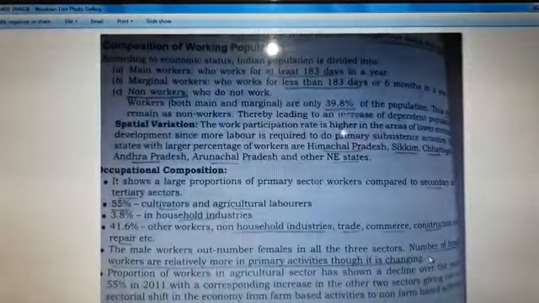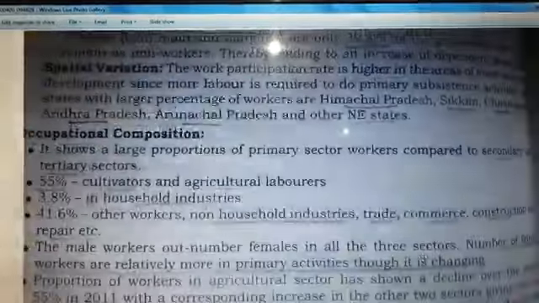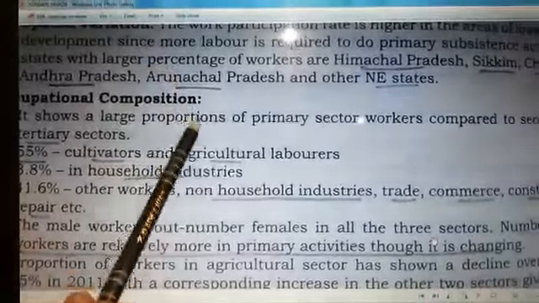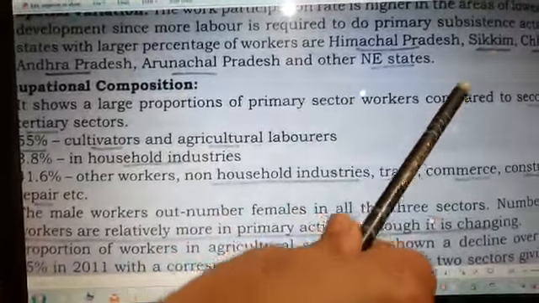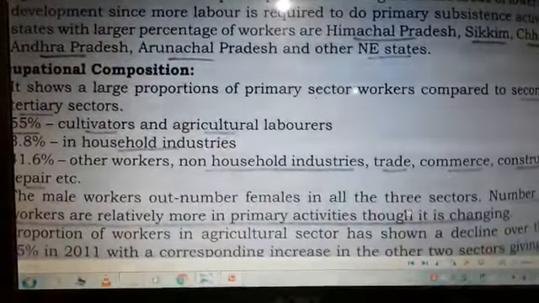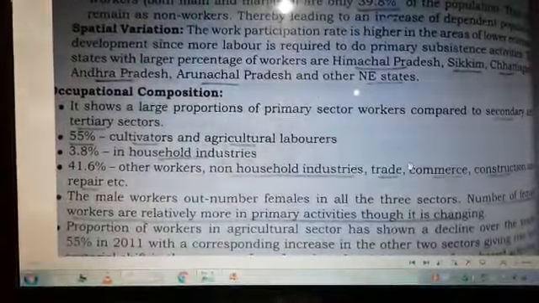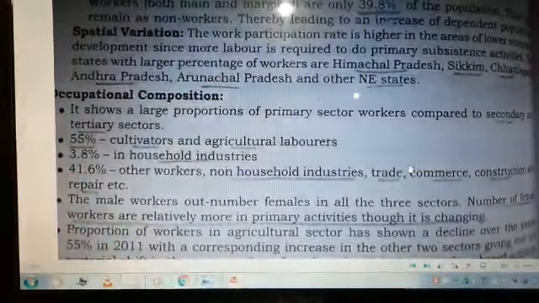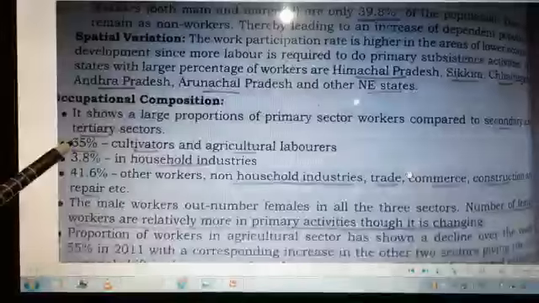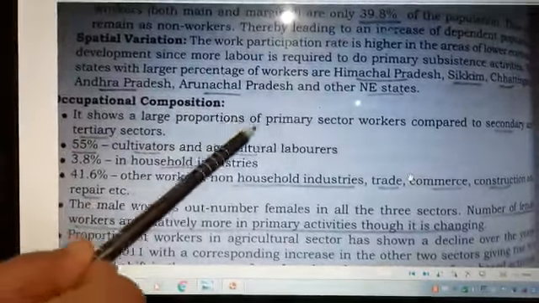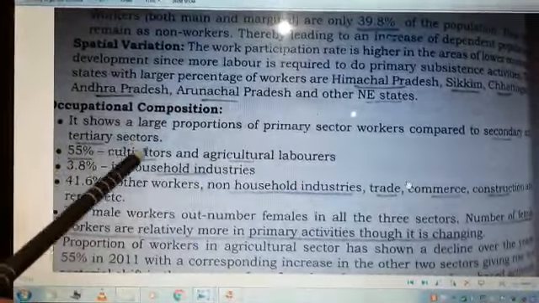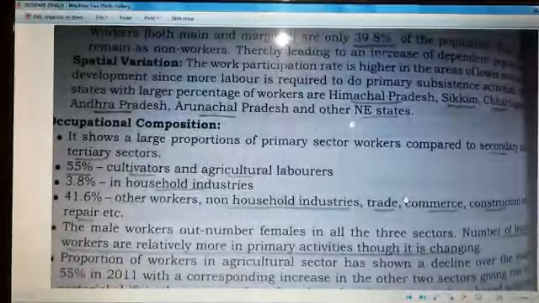Okay, let's discuss the occupational composition. If we talk about the occupational composition here, first point, it shows a large proportion of primary sector workers compared to secondary and tertiary sectors. Yes, if we talk about the occupational, we have seen that we have large primary sector workers because India is an agriculture based country in which primary activity is more important. Second point, 55% are cultivators and agricultural laborers, right? Next one, 3.8% are working in household industries.